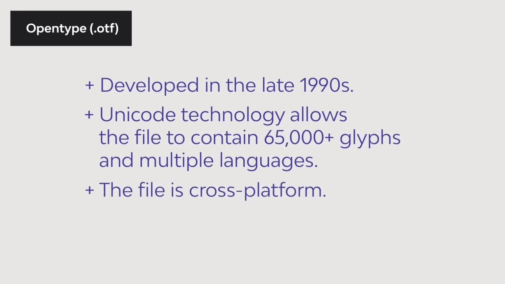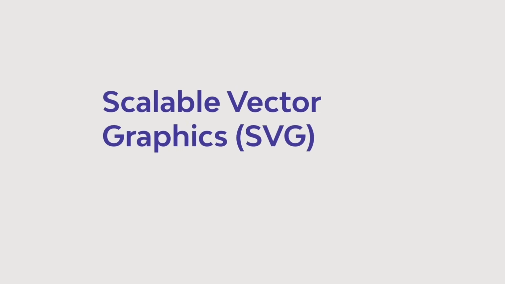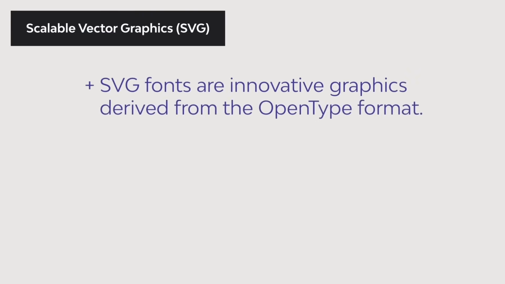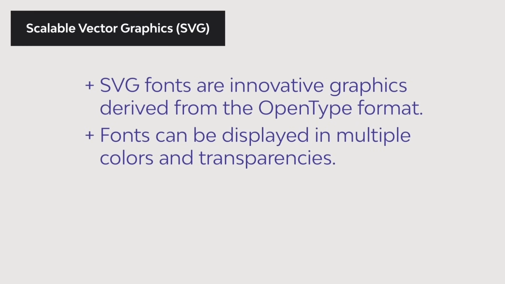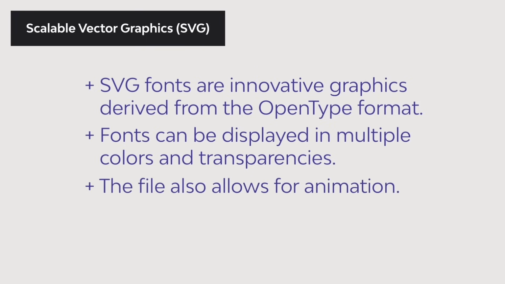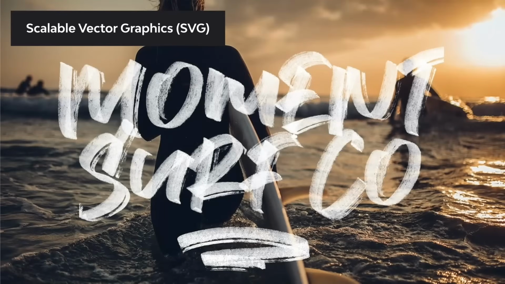In the last few years, we've had a couple of new files, SVG fonts. SVG stands for Scalable Vector Graphics. These are an innovative new version of the OpenType format. The SVG format allows the characters to be displayed in multiple colors, transparencies, and sometimes they are even animated. These new attributes have never been supported by the OTF and TTF formats.